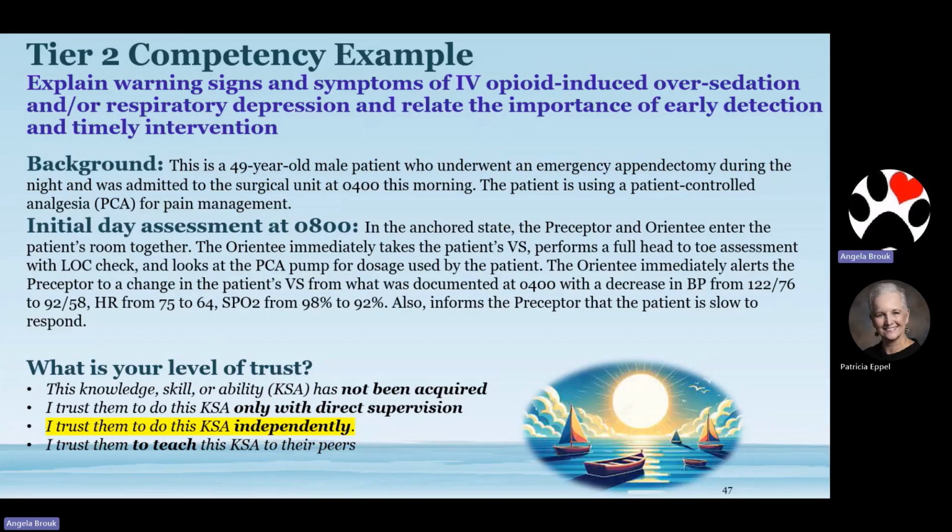So at the top of the screen, this is the competency statement. It says, explain warning signs and symptoms of IV opioid-induced oversedation and or respiratory depression and relate the importance of early detection and timely intervention. So based on what we saw happen here in the scenario, we would say that we trust this orientee to do this KSA independently. They've done everything appropriately based on if that patient had an IV opioid and as far as what they were able to identify and be concerned about.